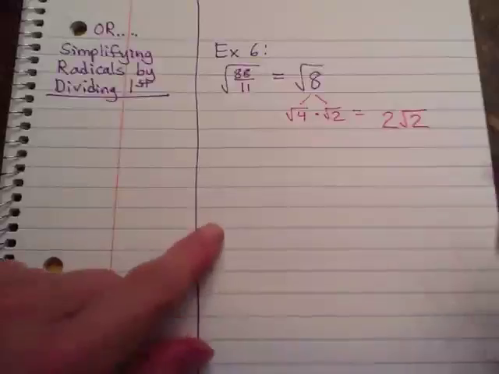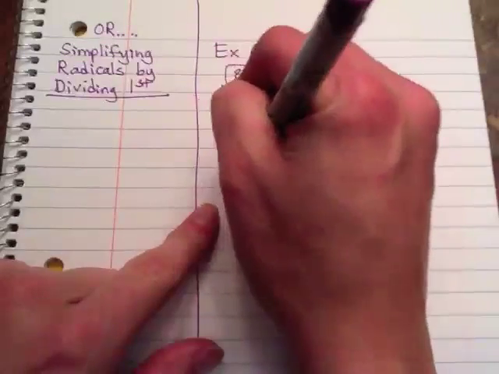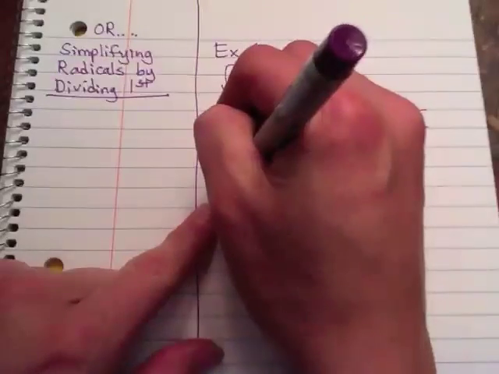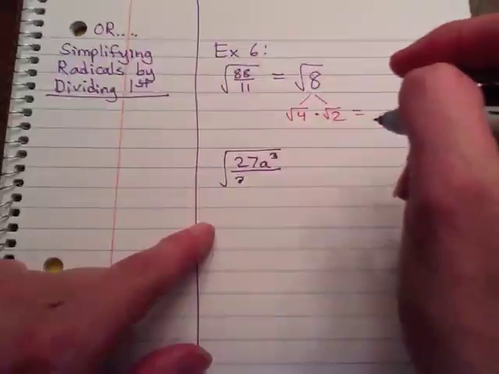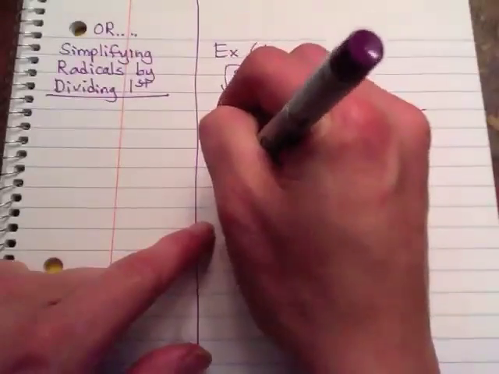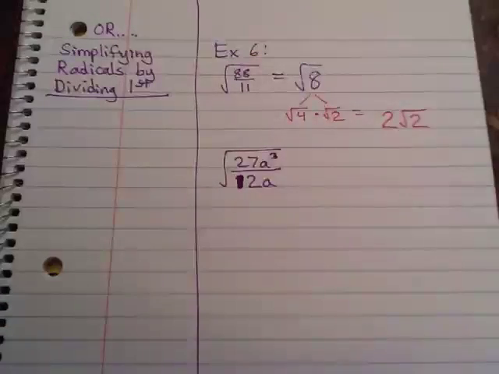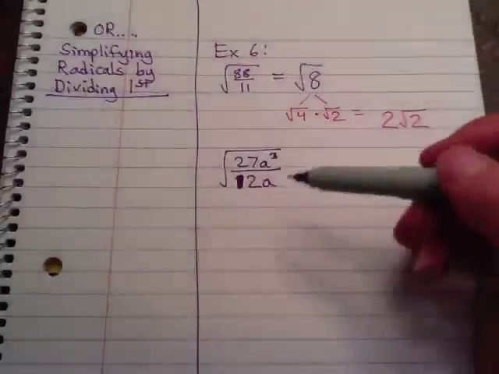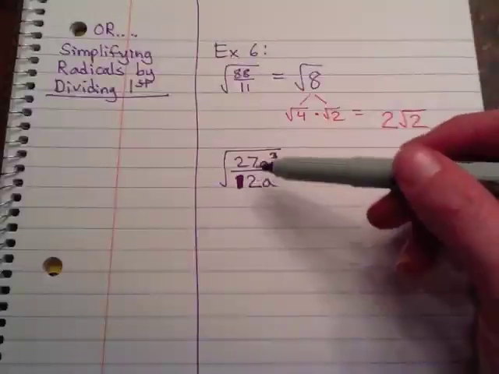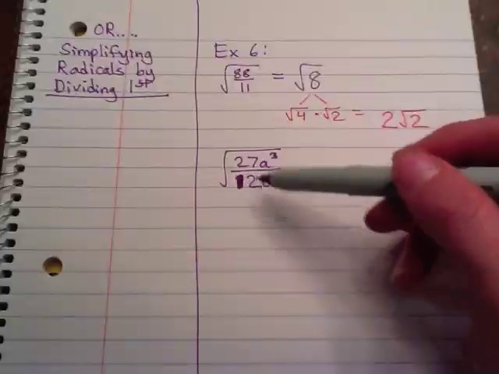Okay, let's try another one. So we have the square root of 27a cubed over 20 over 12a. What I see here is I notice there's no perfect square, but I do notice that there's perfect square factors in 27 and in 12.